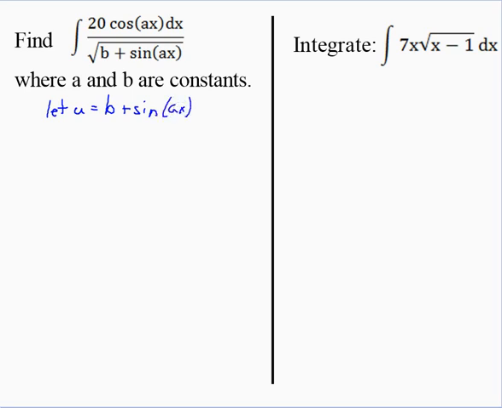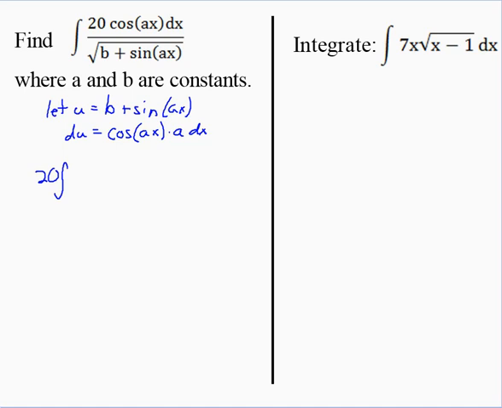We know from before that we're going to need to differentiate this. So this is du equals, well, differential of a constant is just 0. Differential of sine is cosine of ax times the derivative of what's inside using the chain rule, and then dx because we're differentiating. So I'm going to start plugging in my u-substitution. Again, I can bring this 20 out.